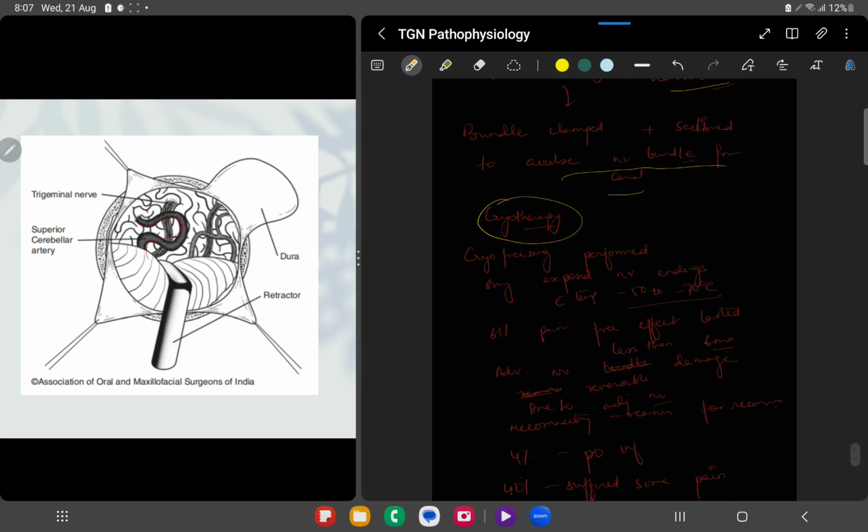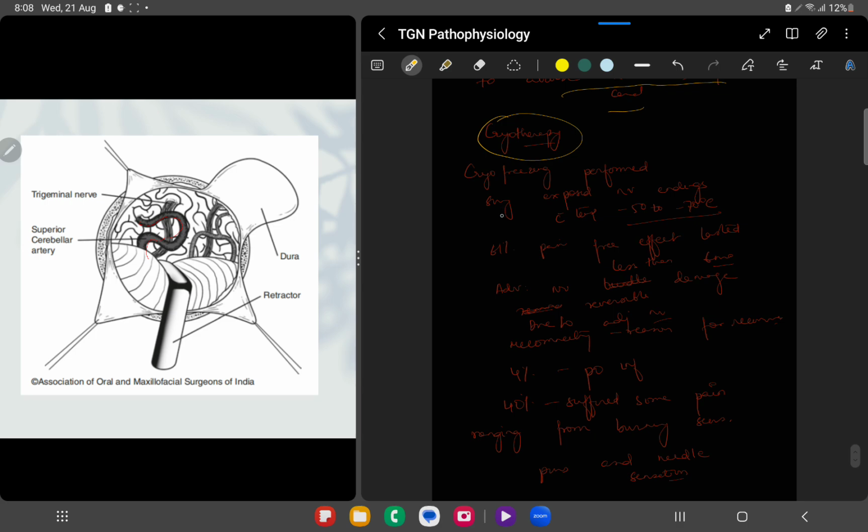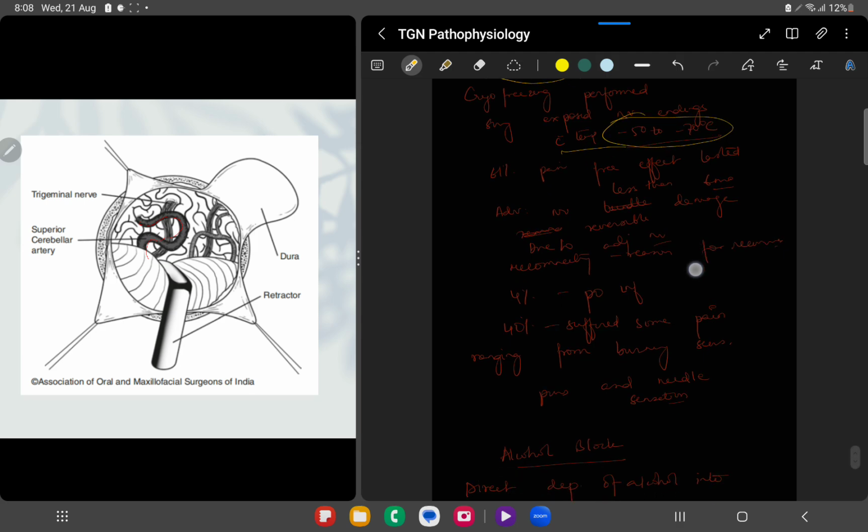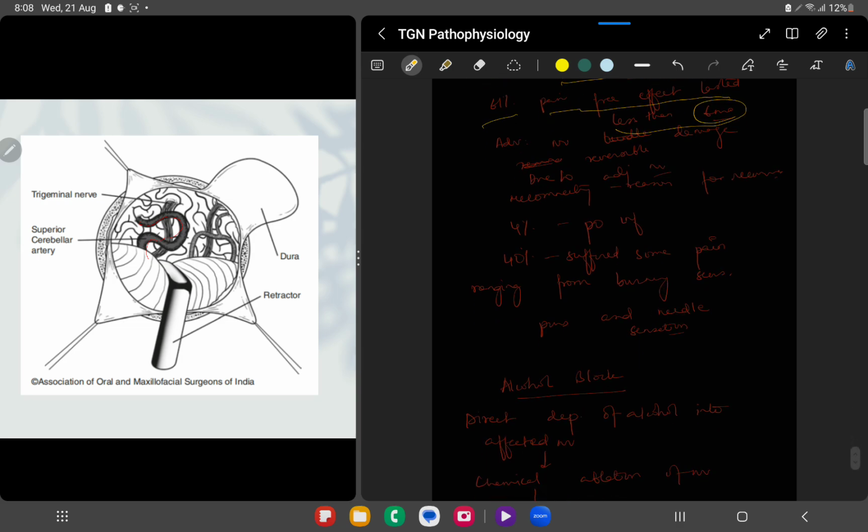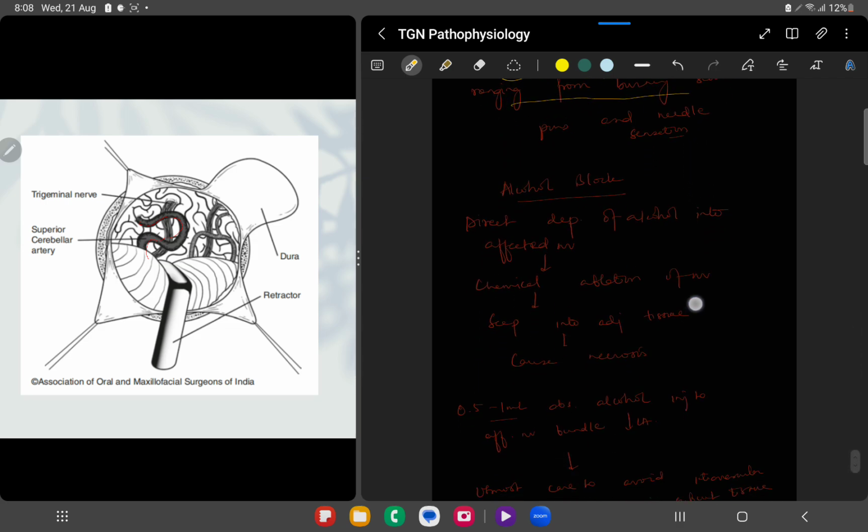Coming to cryotherapy. Cryotherapy is performed by surgical exposure of the nerve endings with a temperature of -50 to -70 degrees Celsius. In 61%, there is a pain-free effect lasting less than 6 months. In 27%, the pain-free effect lasts for 12 months. In 4% we have post-operative infection. In 40%, the patient has suffered some pain ranging from a burning sensation.